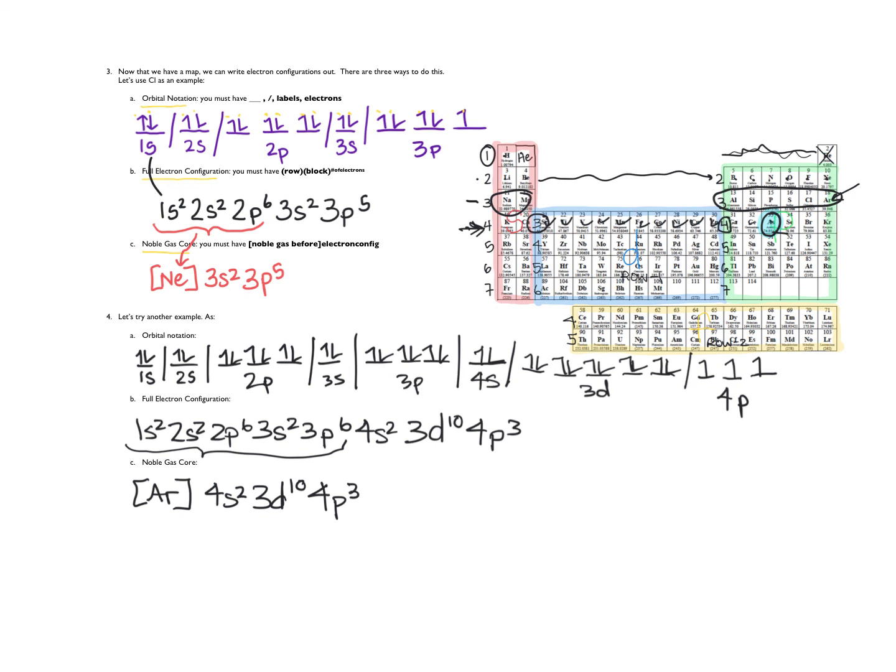Sometimes it's easy to get lost in all this notation, but remember, what we're doing is we're trying to say where all the electrons are for any given atom. These 2 atoms, one's chlorine, the other one's arsenic. We're trying to account for where all the electrons are according to Schrodinger's model.